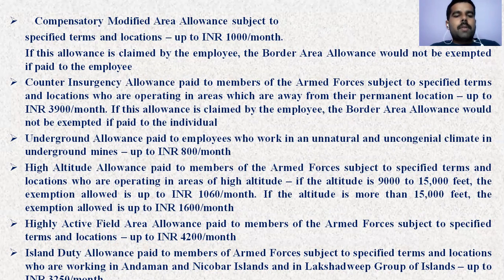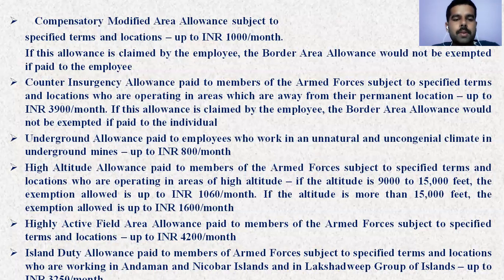Then underground allowance paid to employees who work in an unnatural and uncongenial climate in underground mines, up to Indian rupee 800 per month. You observe this in Coal India Limited or Singareni. They are working in an unnatural, uncongenial climate. For them, 800 rupees per month is exempted under this section.